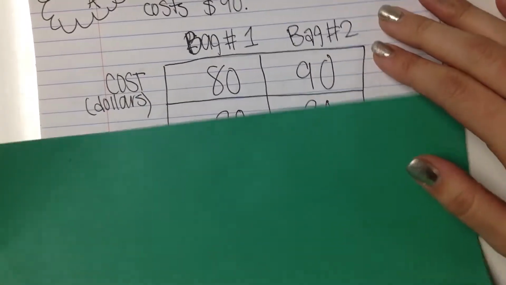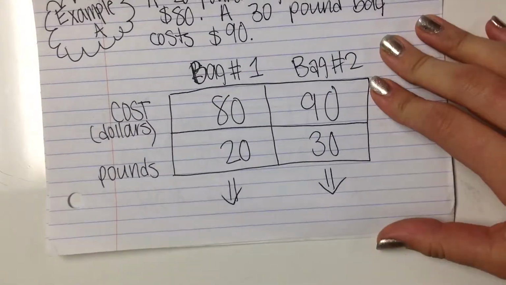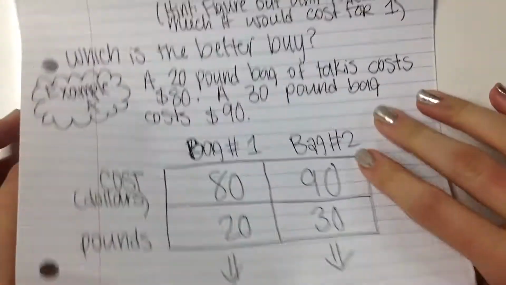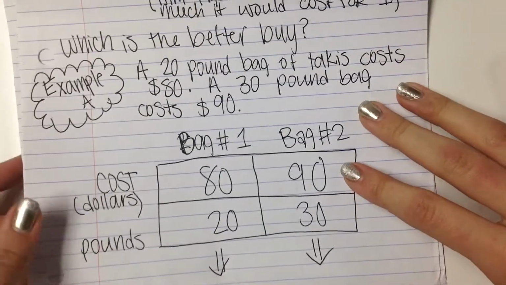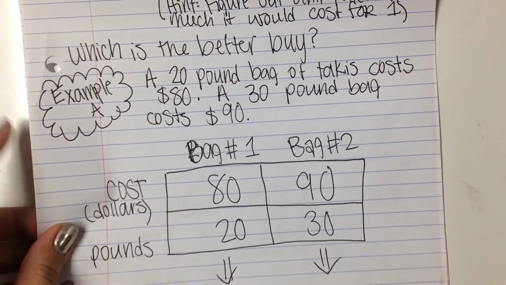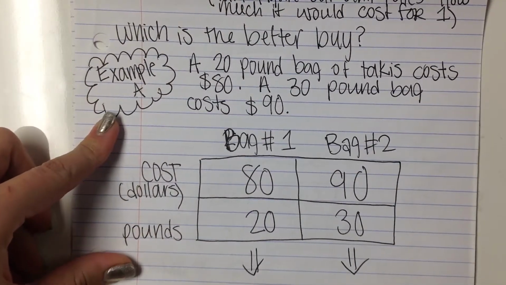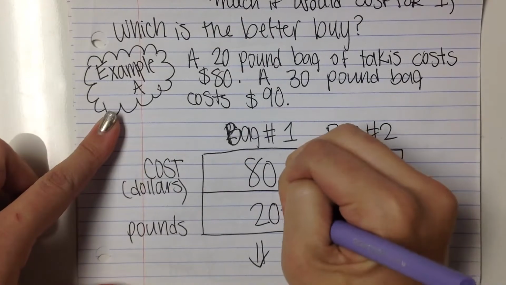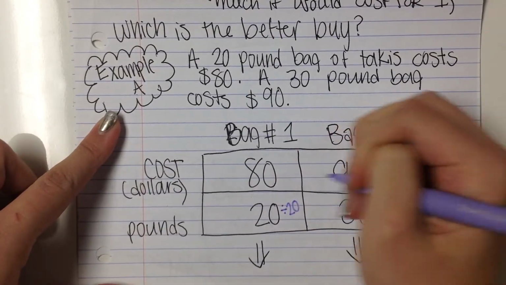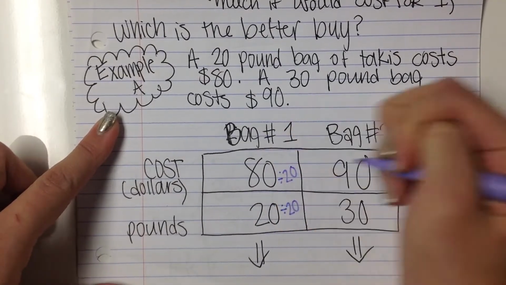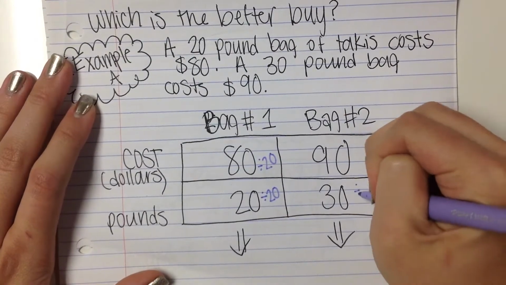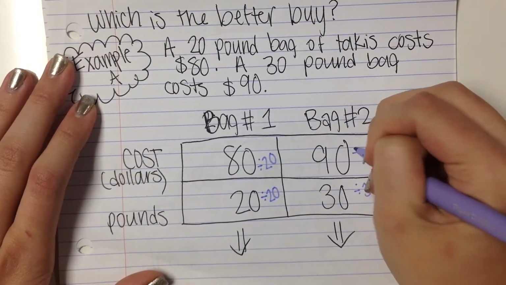And my next step is to figure out how much it costs for 1 pound of each. So here I'll be dividing by 20, dividing by 20. Here I'll be dividing by 30 and dividing by 30.